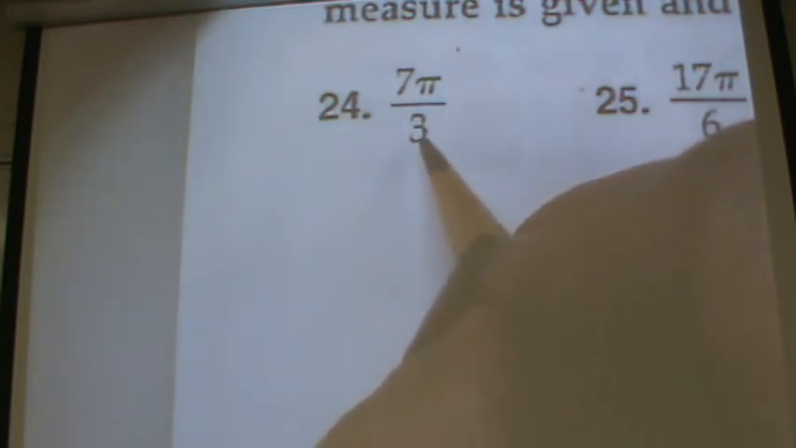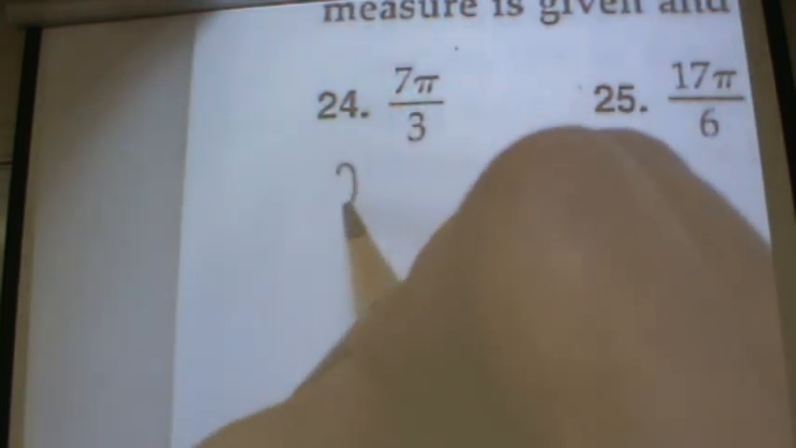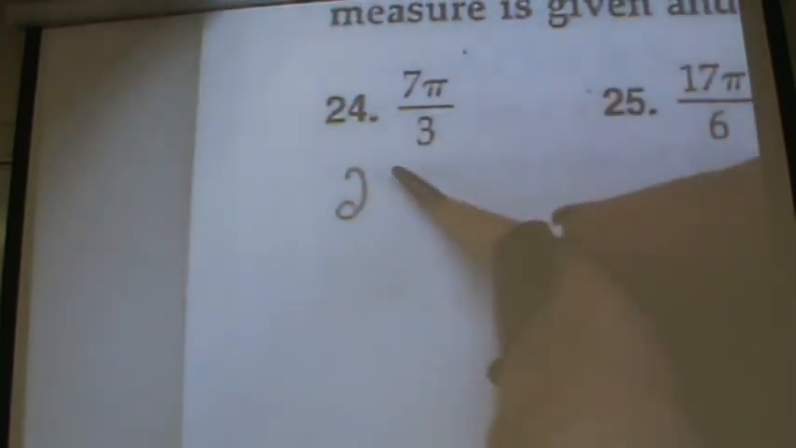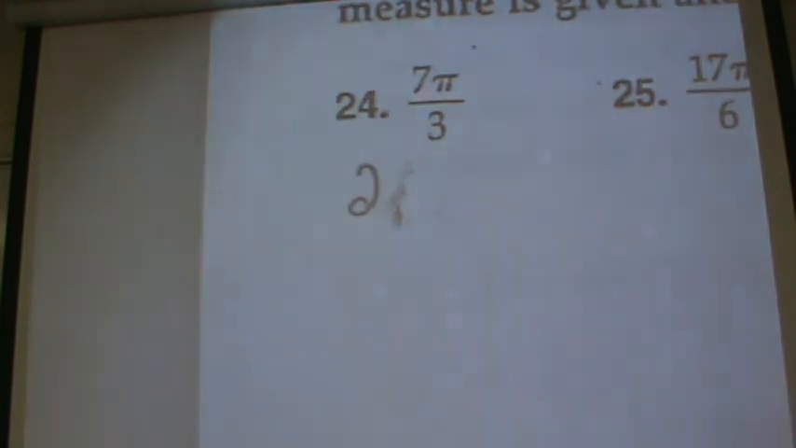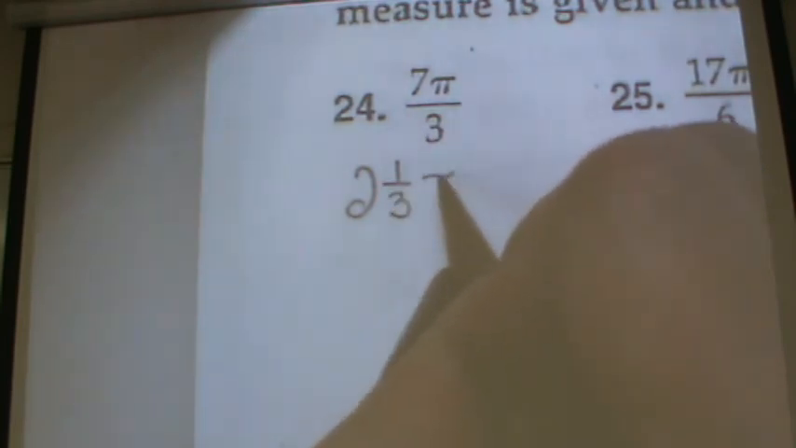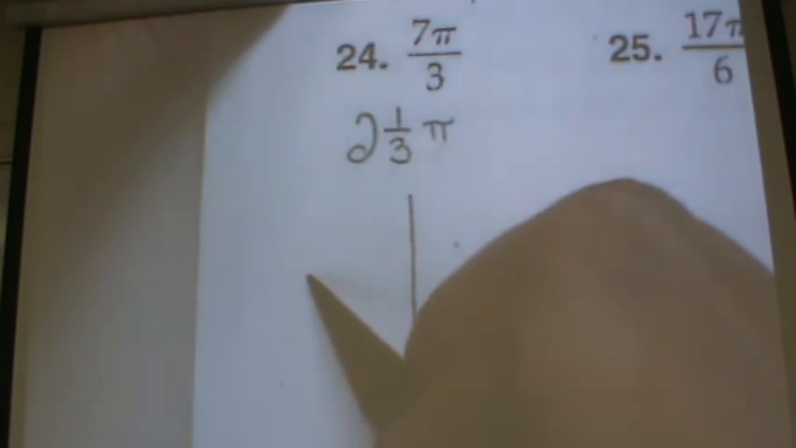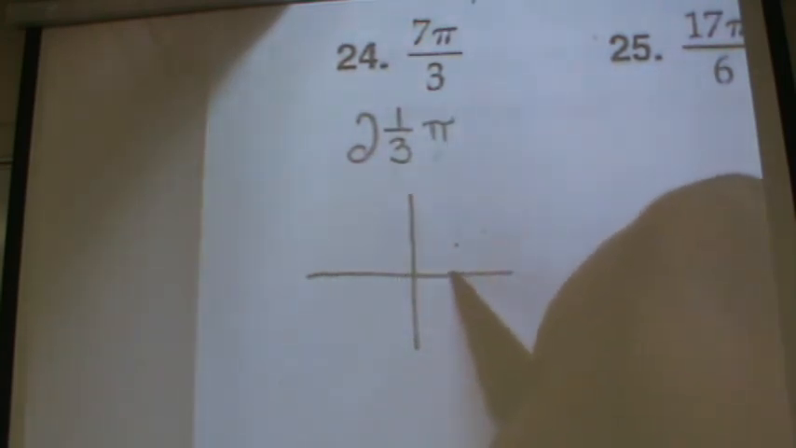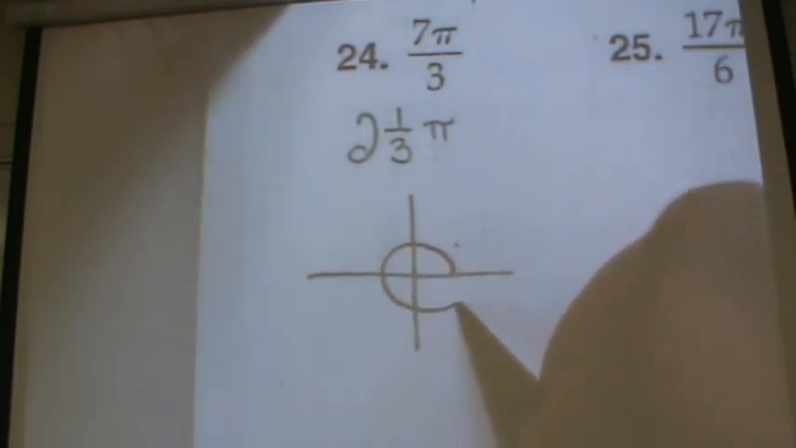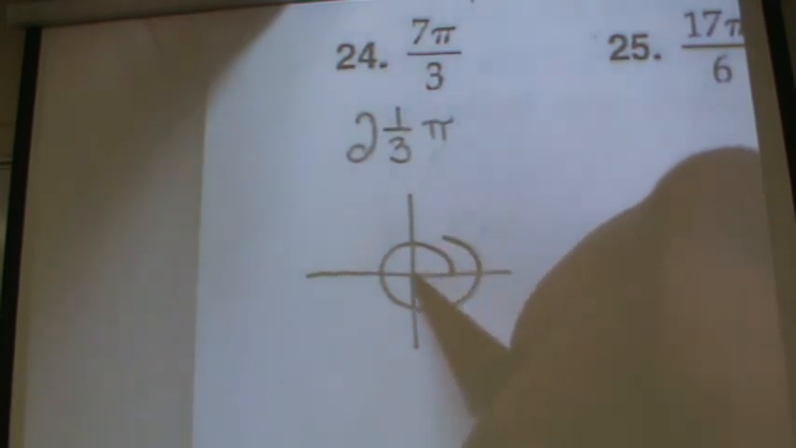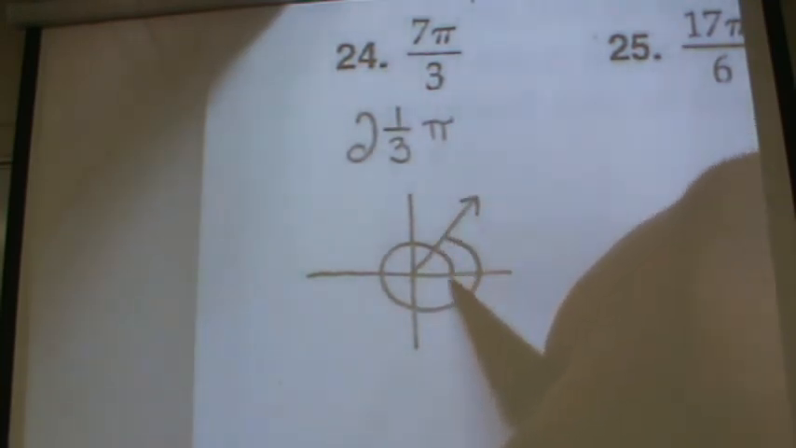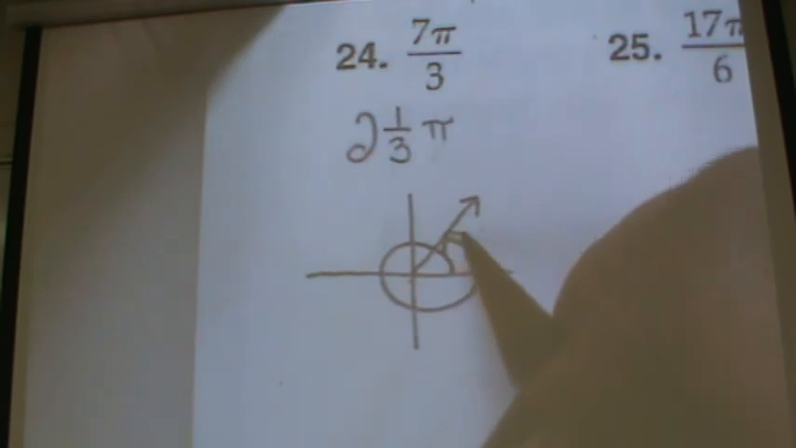How many times does 3 go into 7? 2 1/3. Like that? 2 1/3. So where is 2 1/3? It's pi over 3. But yeah, they want you to sketch it. It went around once and then 1/3.